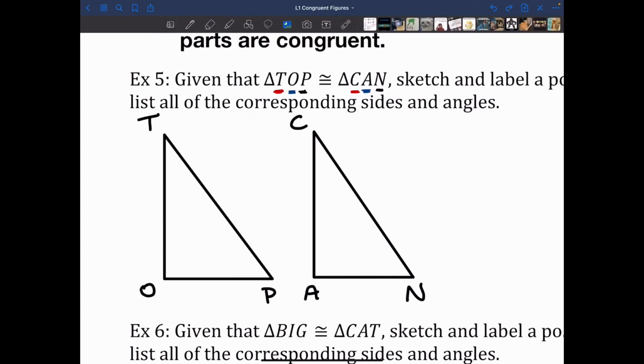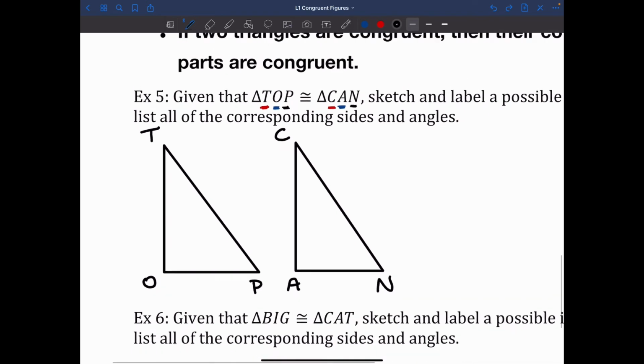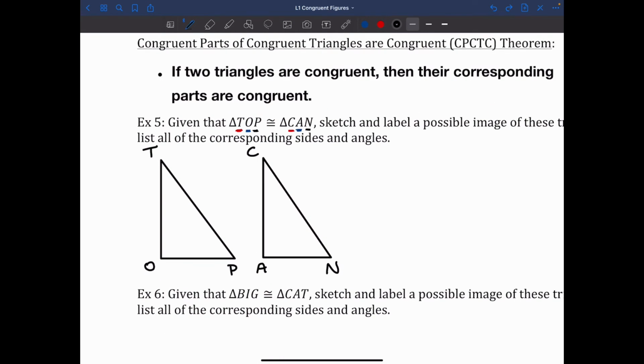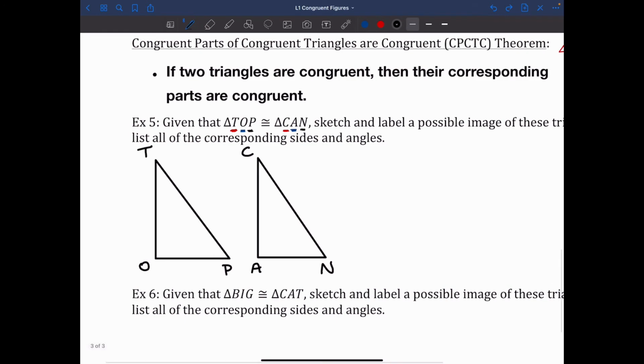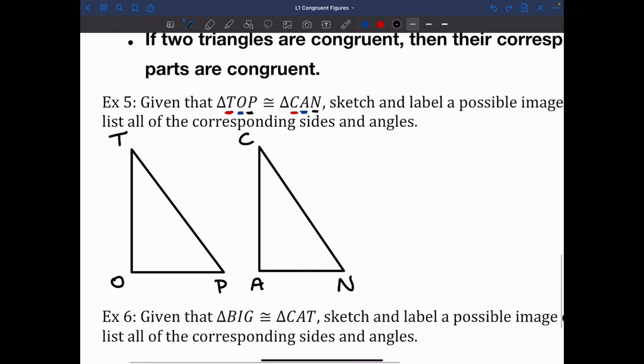So we do want those things to match up as we go, right? So what we're going to do is sketch and label these images and then list the corresponding sides and angles. First things first, to name the corresponding sides, all I'm going to be doing is putting markings on them when they match up. Those seem like they would match up pretty well, right? So T to O and C to A. Those would match.